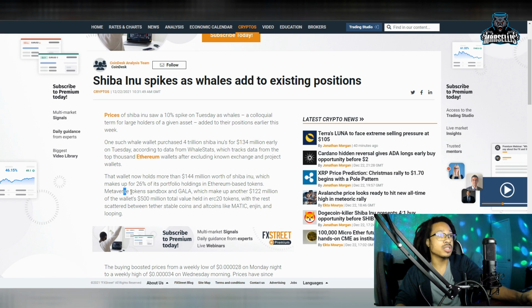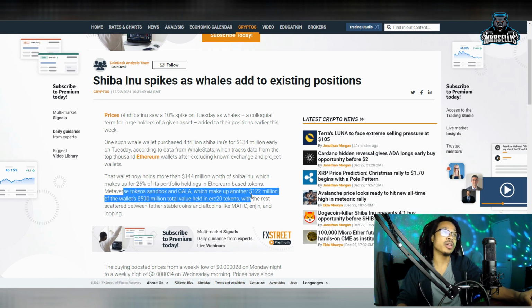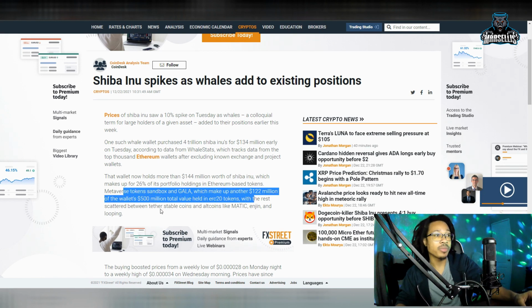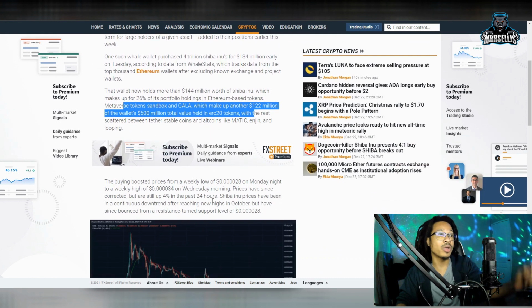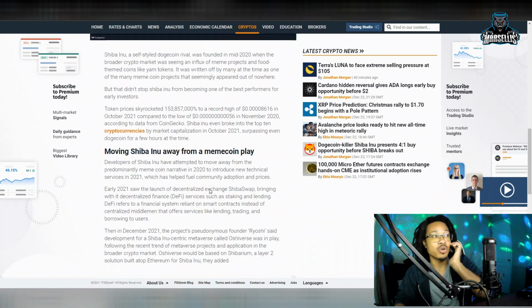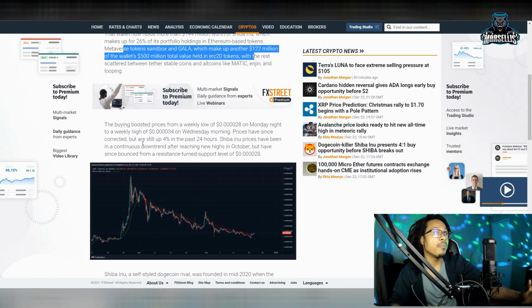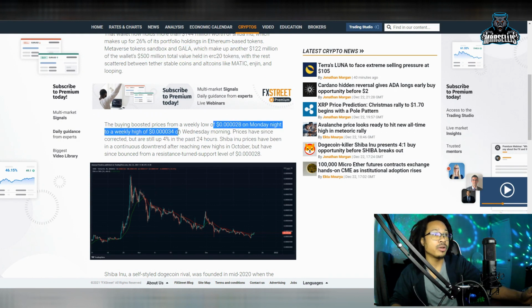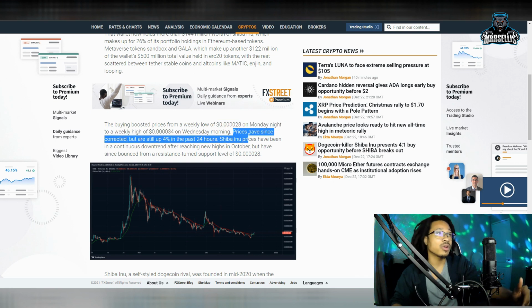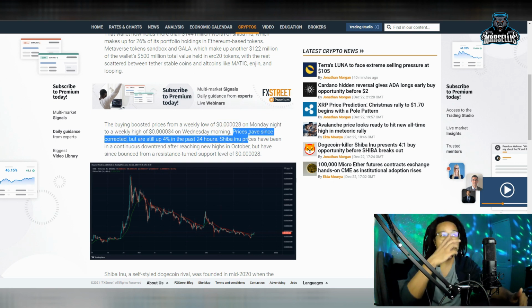Metaverse tokens Sandbox and Gala make up another $122 million of that same wallet, with $500 million total value held in ERC20 tokens. So this whale is very big on ERC20 tokens, and Shiba Inu is the biggest one they're holding. The buying boosted prices from the 2.8 area to about the 3.4 area, because a lot of whales have been buying in, not just them. Prices have since corrected but are still up 4% in the past 24 hours.